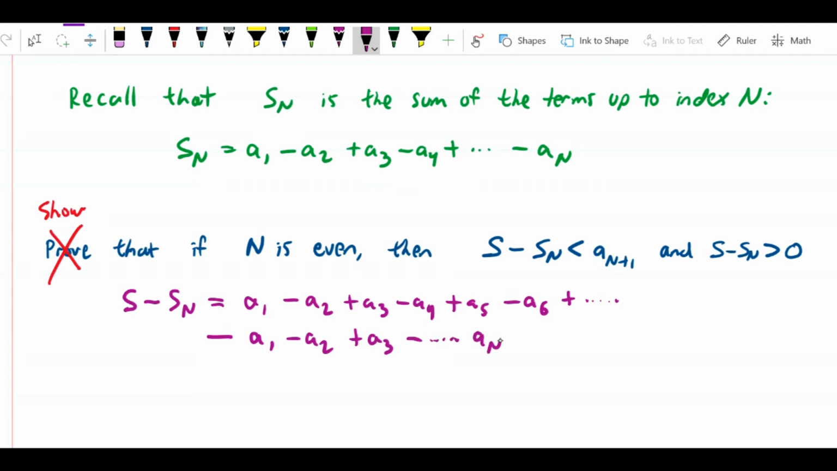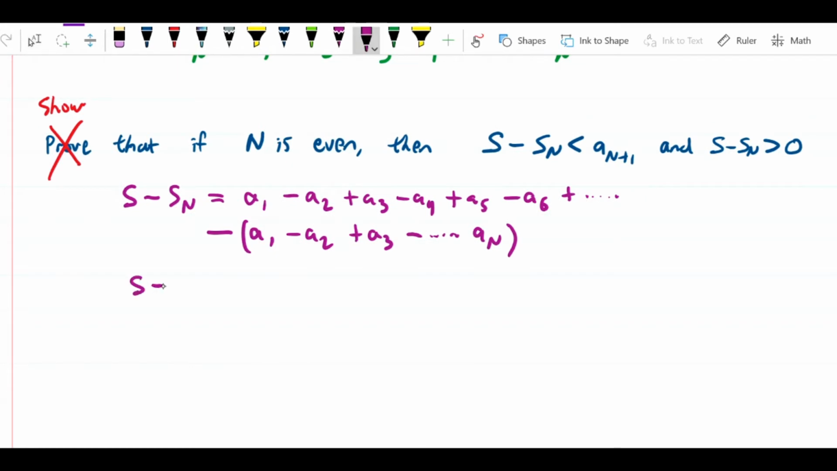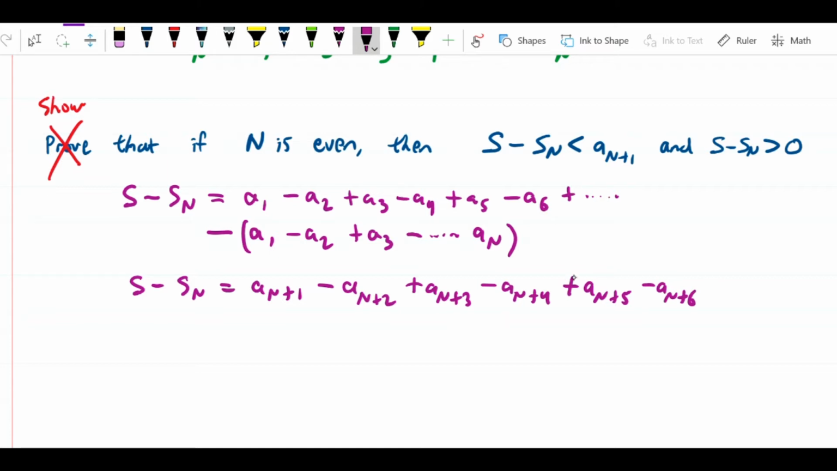In other words, what we're doing is simply taking the first n terms out of the series, and what that leaves us with is that S minus Sn is going to equal a(n+1) minus a(n+2) plus a(n+3) minus a(n+4) plus a(n+5) minus a(n+6), plus dot dot dot. So it's the series S, but with the first n terms removed from it.